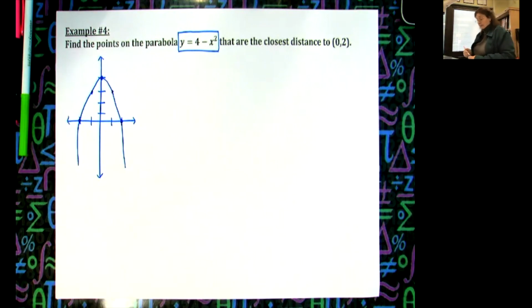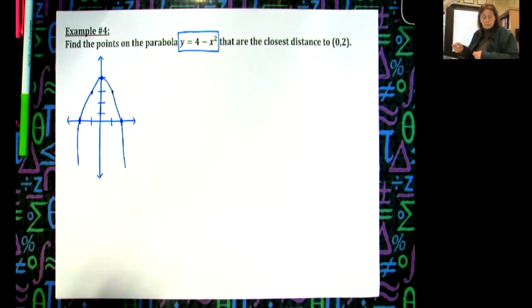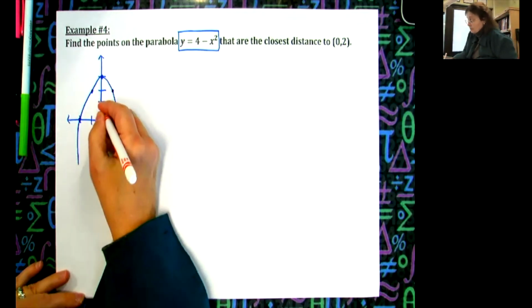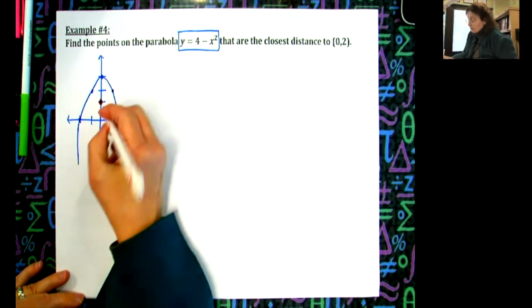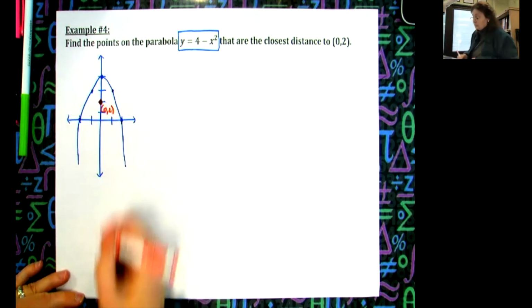Now I want the closest distance to (0, 2). So let's put (0, 2) on there. (0, 2) is this point right here. That is my point (0, 2).